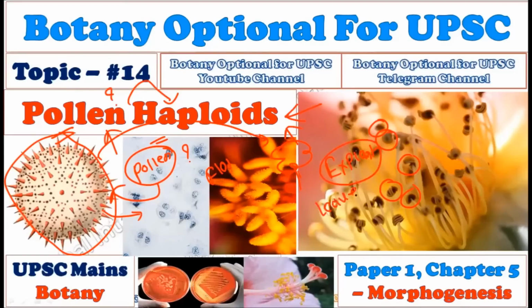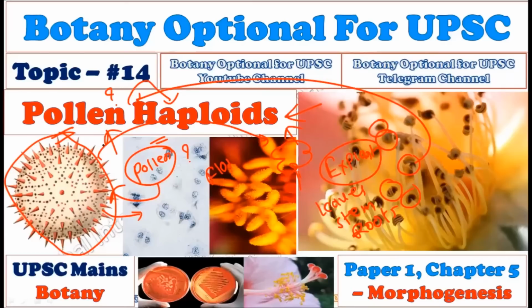For example, the leaves can be the explants, the stem can be the explant, the roots can be the explants. In a very similar way, we can also use the pollen grains as an explant to create the haploid plants out of it. And that is why we have the heading pollen haploids, because haploid plants can be created by using the explant as a pollen grain.